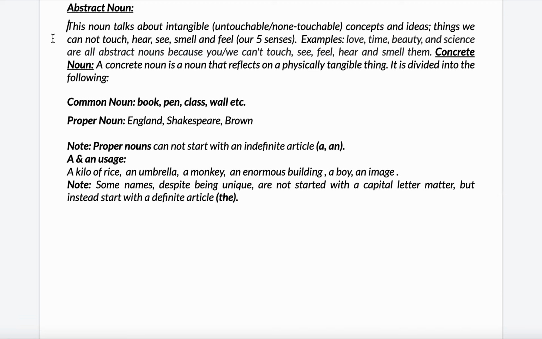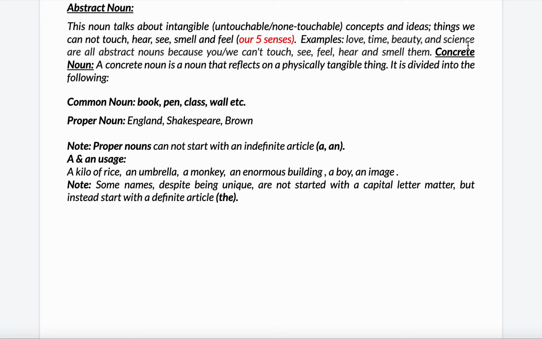So today's class talks about abstract nouns. This noun talks about intangible, meaning untouchable or non-touchable concepts and ideas, things we cannot touch, hear, see, smell, and feel. So basically, we're talking about our five senses. Examples of abstract nouns could be love, time, beauty, and science. These are nouns that are abstract and we cannot touch, feel, or see them.